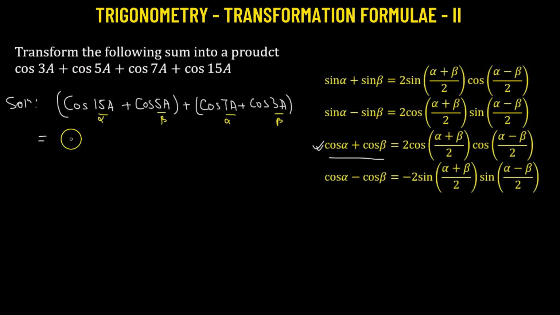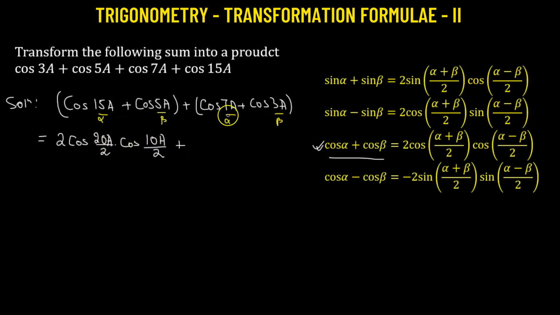Now let us begin to apply the formula. So we'll get 2 times cosine of angle. Now we have 15a plus 5a, that is alpha plus beta, so that's going to be 20a divided by 2, multiplied by cosine of angle. So we'll have 15a minus 5a, so that's going to be 10a. So we have 10a over 2. So this is the transformation for the first sum.